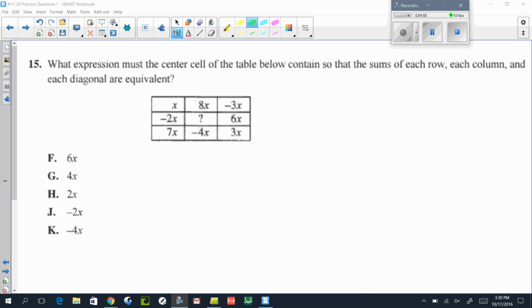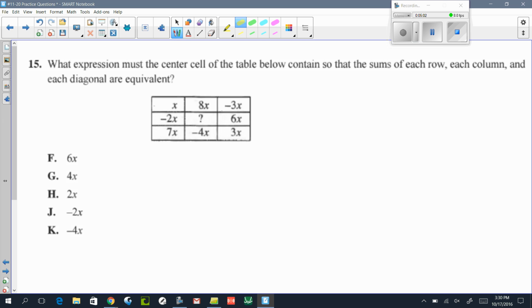The next one I want to take a look at is number 15. This might actually be my favorite question we've done so far, just because I found myself thinking much harder than I needed to. It asks what expression must be in the center so that all rows, columns, and diagonals, like tic-tac-toe, are equivalent. Well, all you really have to do is look at one of those completed rows or columns.